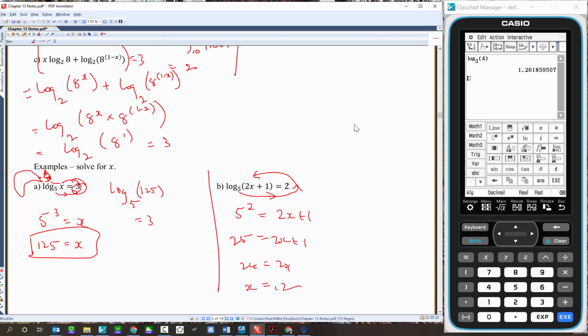Okay, and again, you can kind of check it out. Log 5, 2 times 12 is 24, plus 1 is 25. What does that equal? 5 raised to what power will give me 25? The answer is 2.